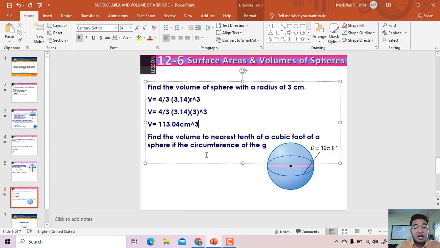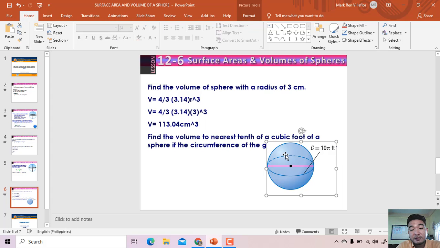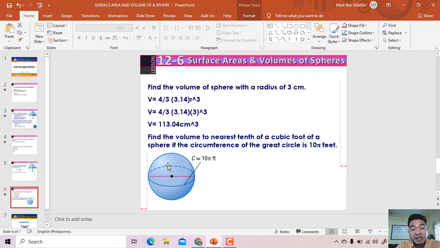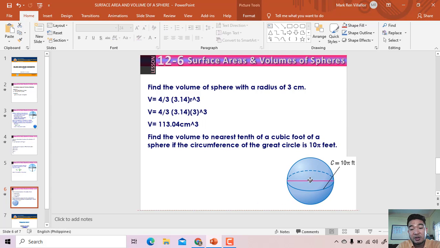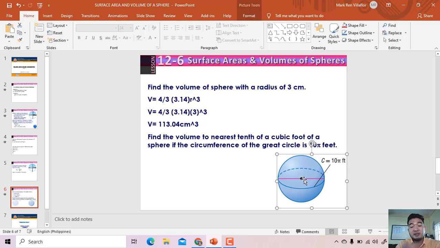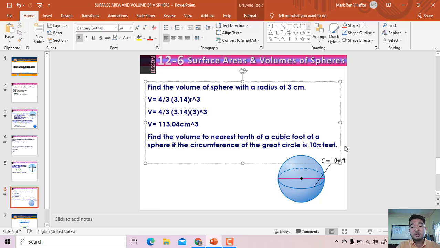Let us have another example. Find the volume to the nearest tenth of a cubic foot of a sphere if the circumference of the great circle is 10 feet. So 10 feet is the circumference. Then we have to solve first for the radius of this circle for us to find the volume of the sphere.